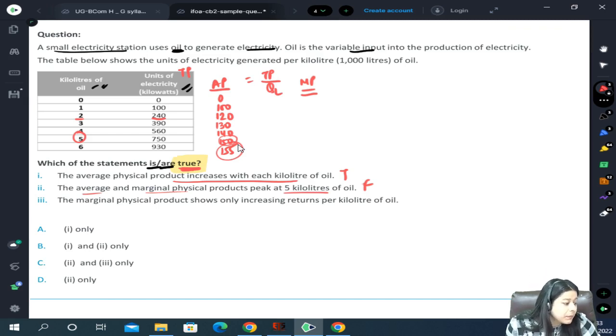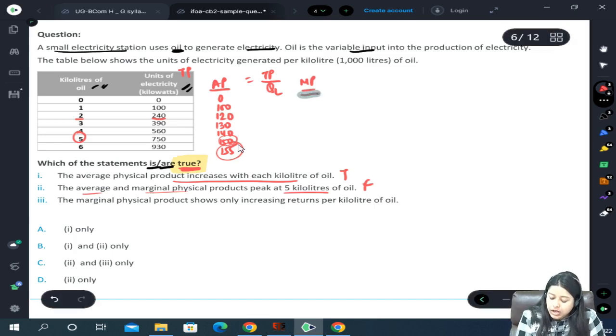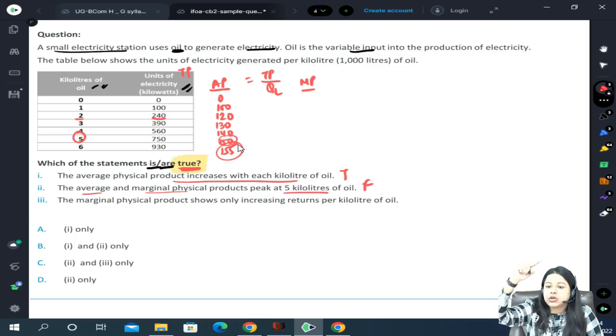Next: marginal physical product shows only increasing returns per kiloliter of oil. Increasing returns, we will find out here. Increasing returns is a long run concept, so you also need a fixed input. We don't have any kind of fixed input here. But let's find MP anyway, once. In increasing returns, MP is always increasing.